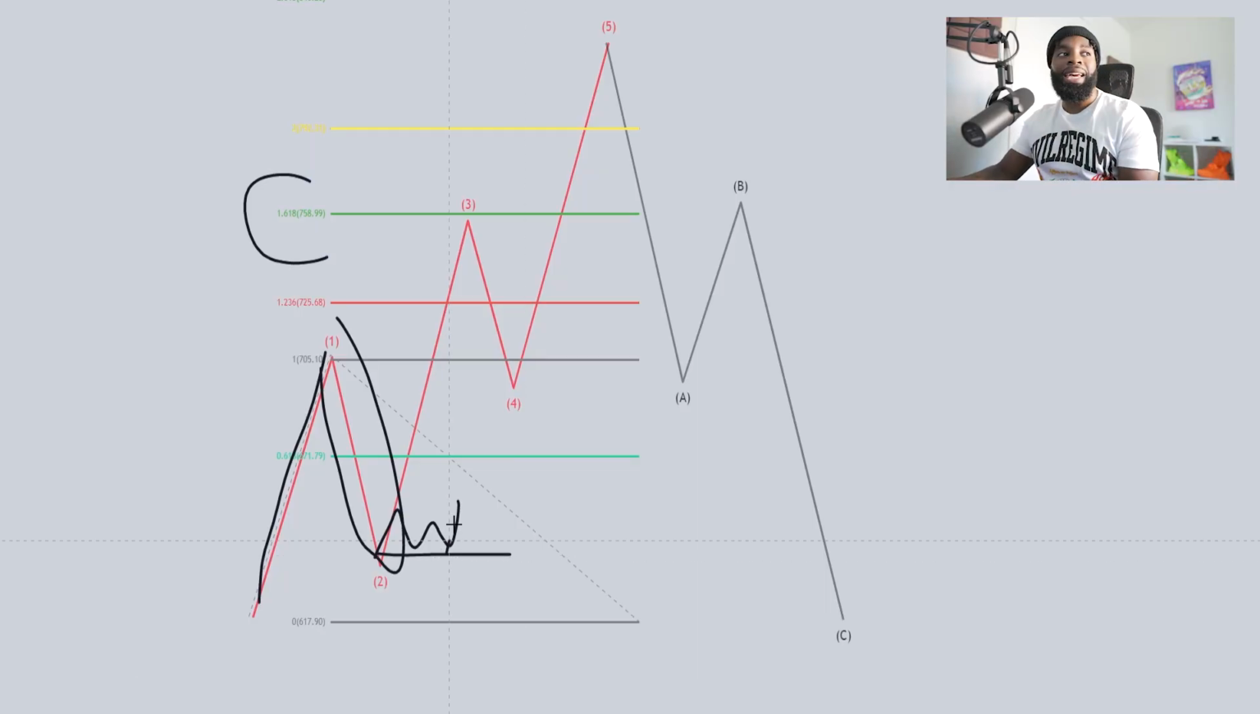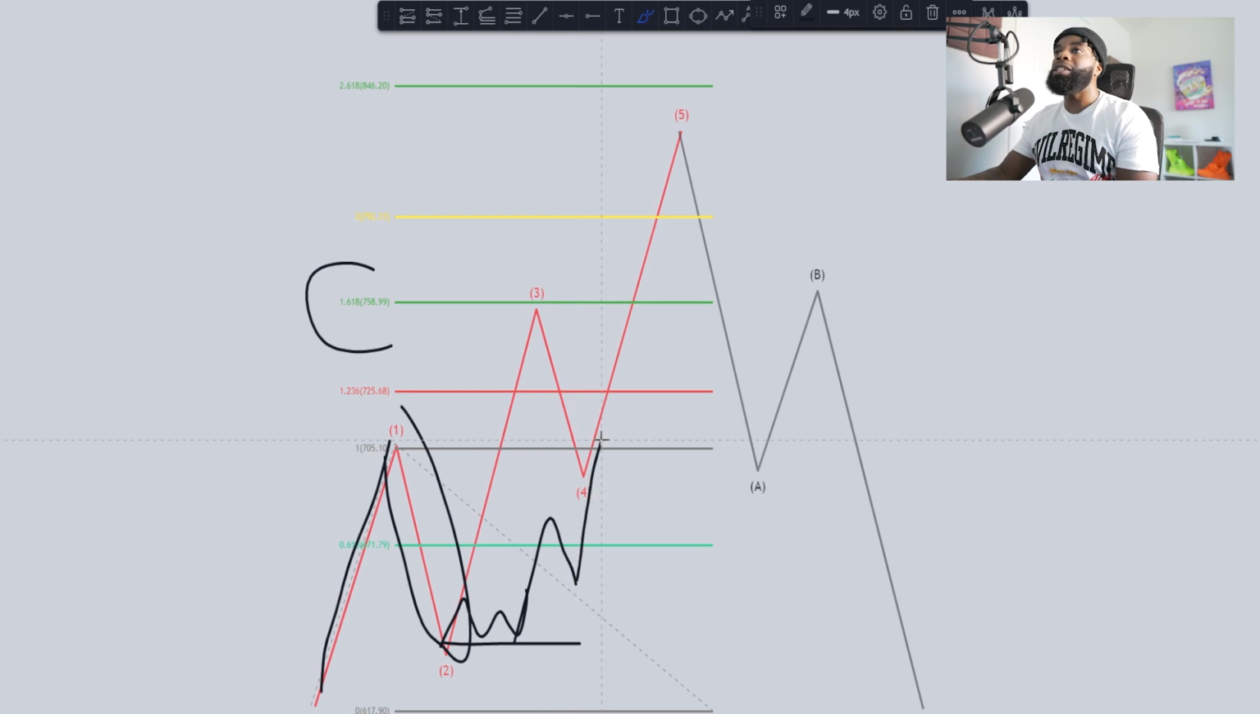Rule of thumb: if you can catch an Elliott wave move on a higher time frame, a daily, preferably a 4-hour, it doesn't matter, any higher time frame, what I want you guys to do is go on that 5-minute time frame and keep taking this trade until it goes to the 1.618.